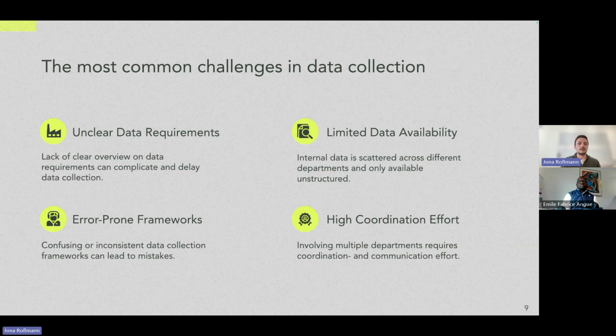The third challenge is closely related to the first two, but it deserves its own spotlight, which is error-prone data collection frameworks. So now you have maybe mapped out what is needed and you also have the data available, but now it is about building a robust framework where no errors happen.